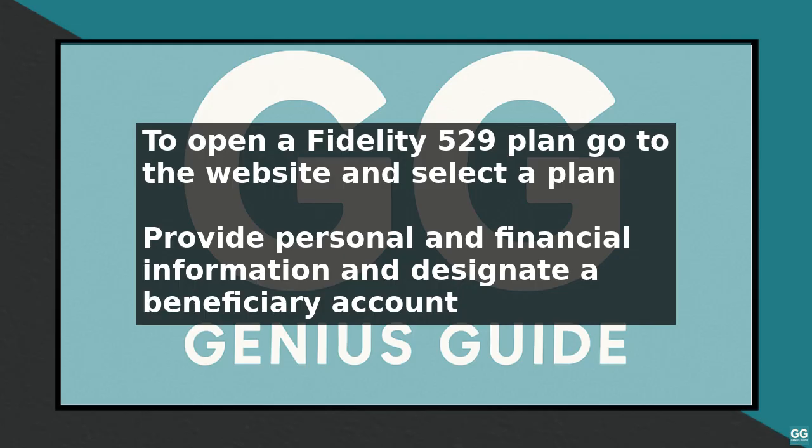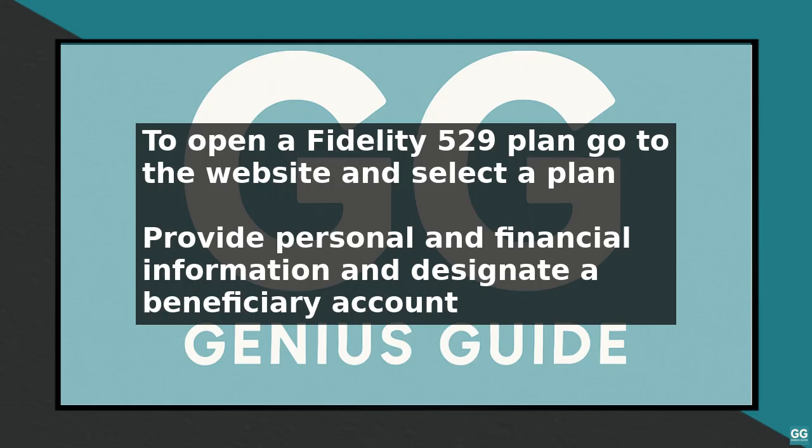Now, let's talk about investment options. Fidelity 529 plans offer a range of investment options, including age-based portfolios, static portfolios, and individual funds. Age-based portfolios automatically adjust the asset allocation based on the beneficiary's age, while static portfolios allow you to choose a fixed asset allocation. Individual funds allow you to select specific investments, such as stocks or bonds.